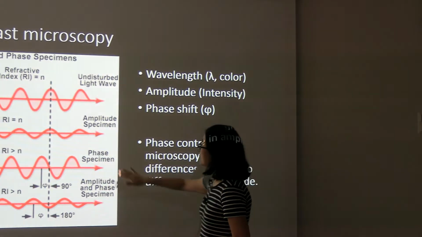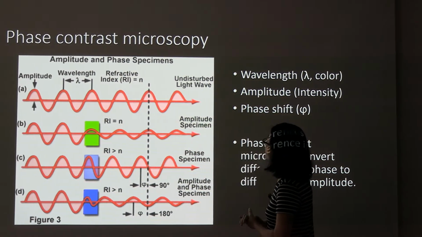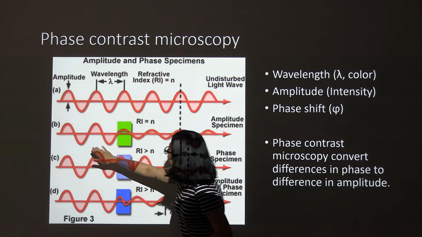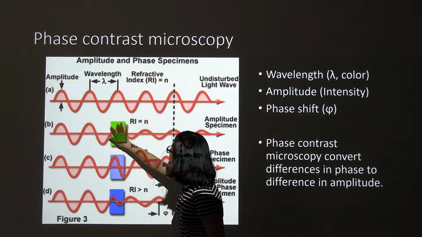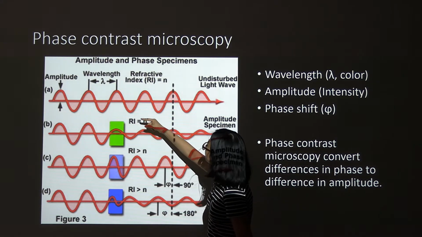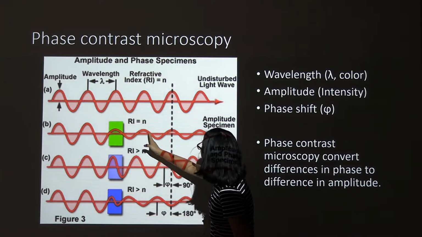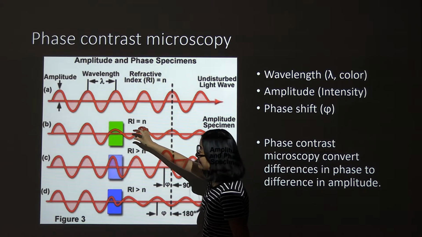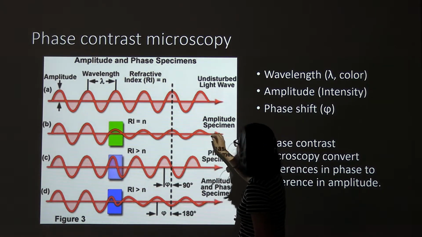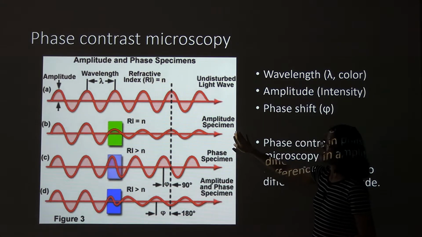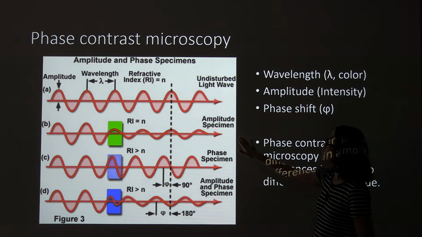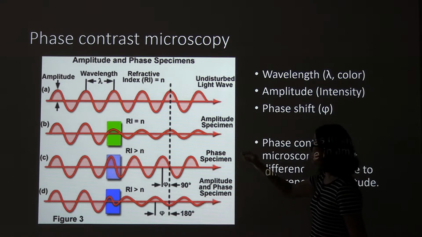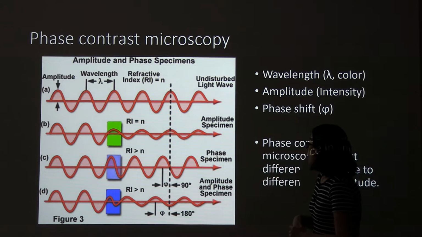For example, here shows you the amplitude specimen. So here's the sample. When the light passes through your sample, you can see that although the wavelength didn't really change, the amplitude or the light intensity changed. So at this time, it's the theory under the bright field microscope. Your eyes could easily recognize the difference.